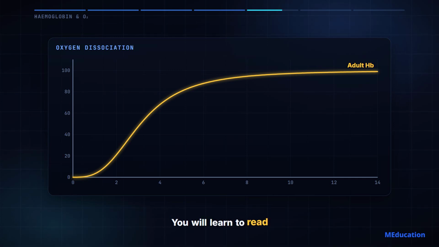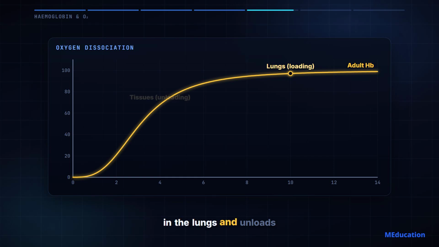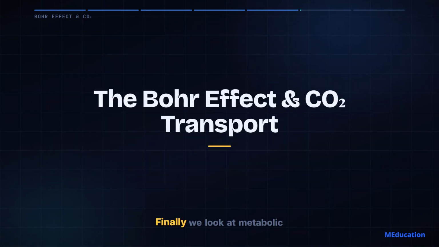You will learn to read this graph like an examiner, explaining exactly how hemoglobin loads oxygen at high partial pressures in the lungs and unloads it at respiring tissues. Finally, we look at metabolic waste and how it affects oxygen delivery.